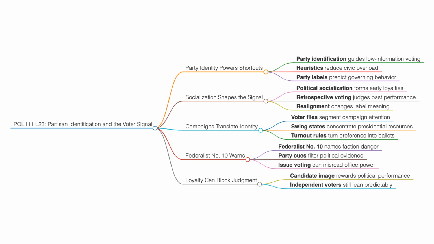Party identification gives voters a low information signal about ideology, coalition, judges, taxes, regulation, rights, foreign policy, and governing style. A voter who knows nothing about a local candidate may still infer something from the party label. That can make democracy more usable. It can also make voters loyal to a brand even when a candidate, policy, or scandal should force reconsideration.